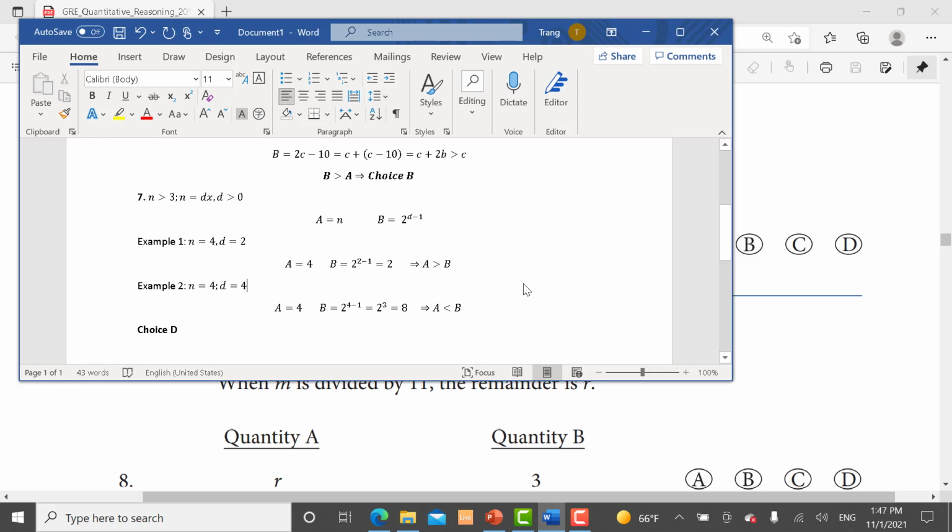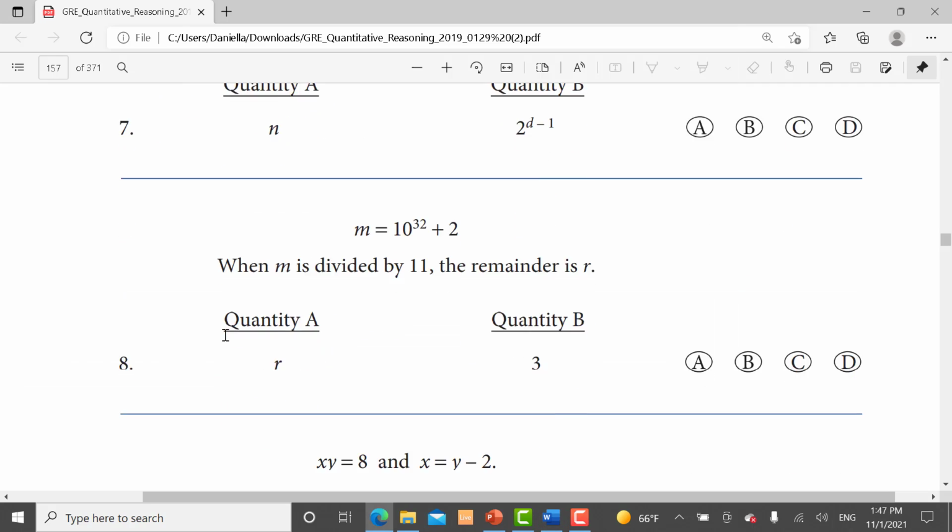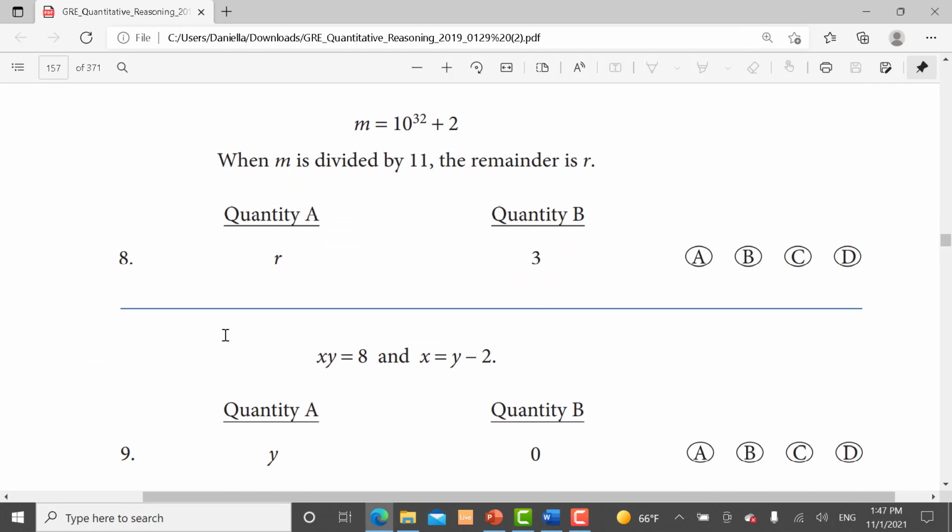See that? So it should be choice D. Alright, now let's go to problem number 8.